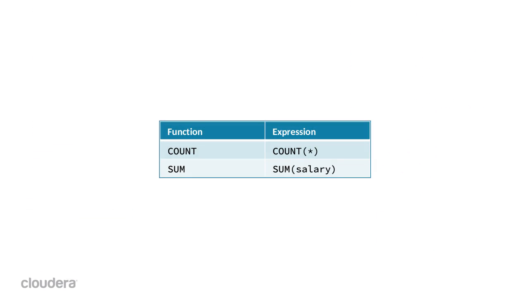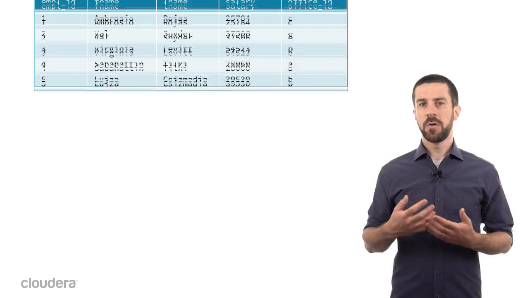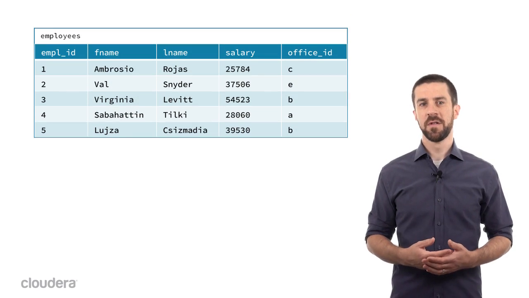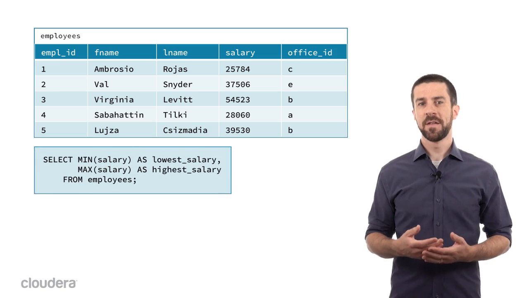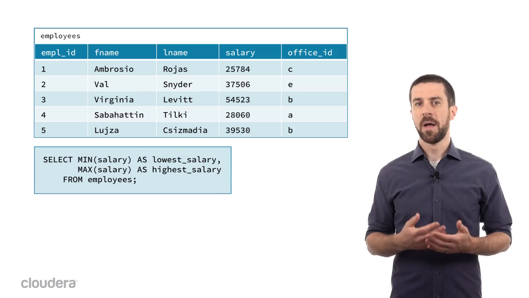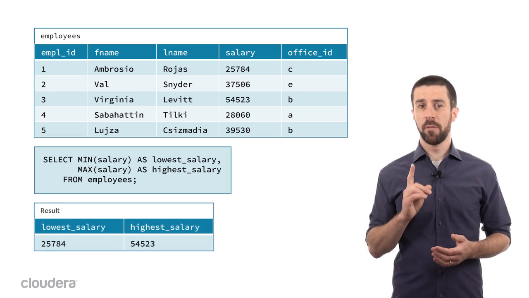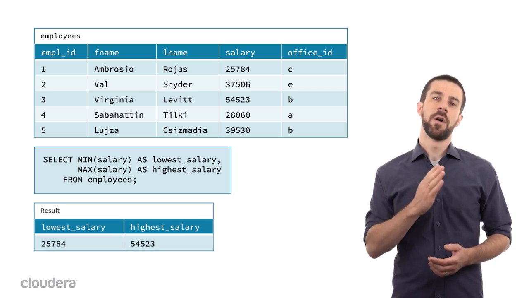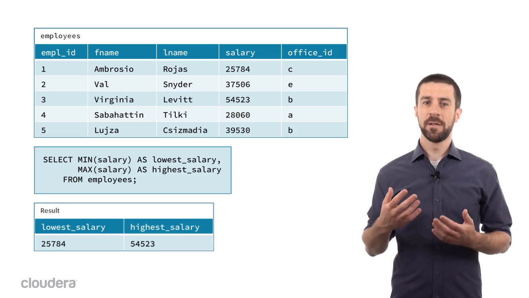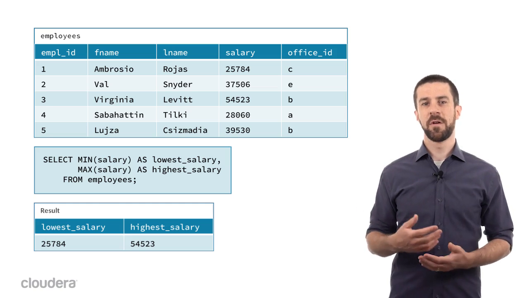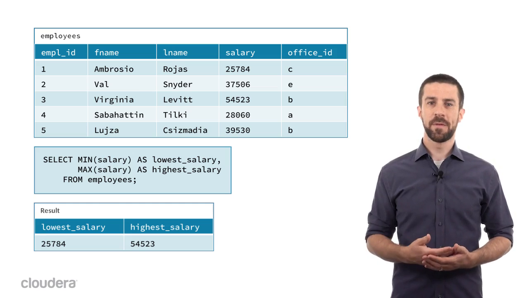So count and sum are aggregate functions, and when you use an aggregate function in a select clause, like in these examples, it makes an aggregate expression. So COUNT(*) and SUM(salary), those are aggregate expressions. You can include 2 or more aggregate expressions in the select list, like in this example. SELECT MIN(salary) AS lowest_salary, MAX(salary) AS highest_salary FROM employees. This returns a result set with just one row, but with 2 columns, one for each of the aggregate expressions. You can see the lowest salary in the employees table is 25,784, and the highest salary is 54,523.